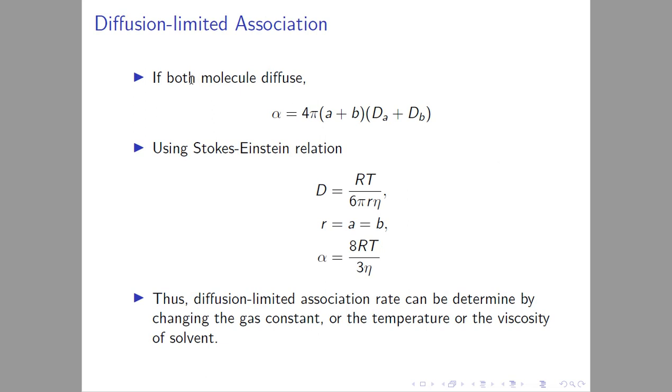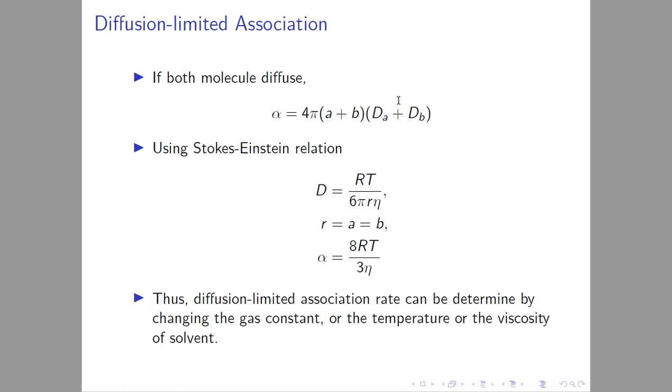Because in solvent the protein will move and the ligand will also move, the rate constant is equal to 4 pi (A plus B) times (dA plus dB), the diffusion constants for A and B. So if dA is small and dB is high, it means the ligand can find the protein again and again in time.